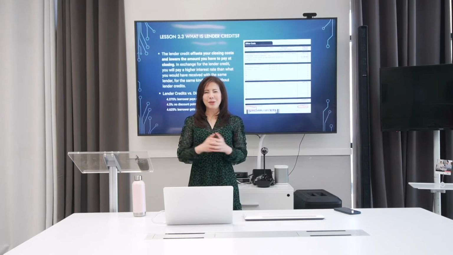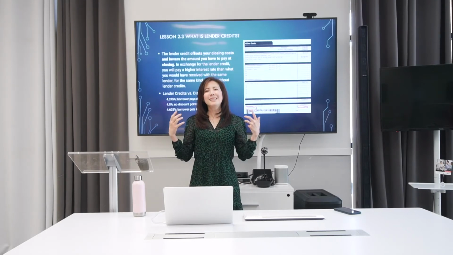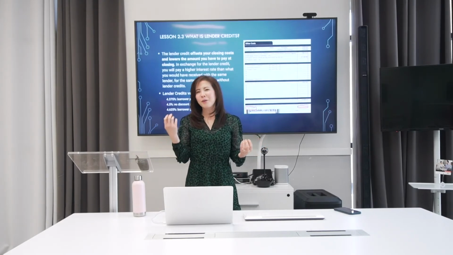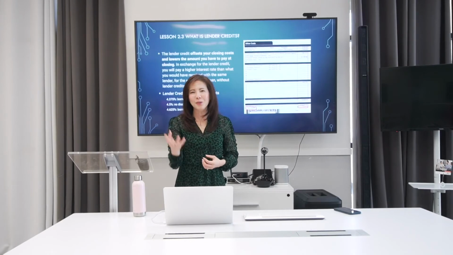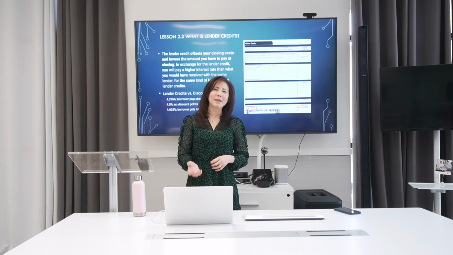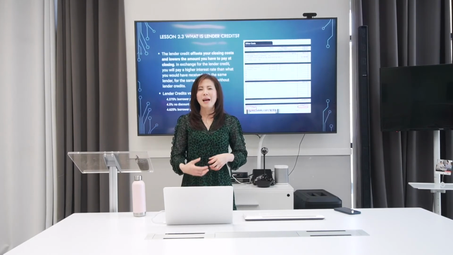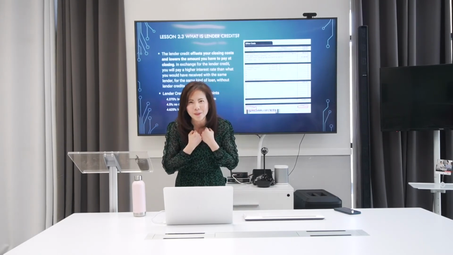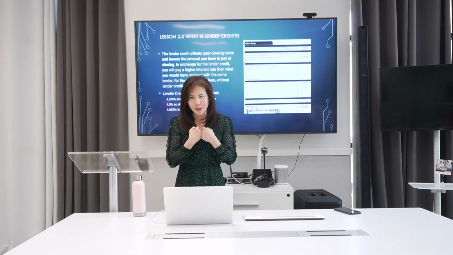Lesson 3, module 2. What is lender credits? Are you interested in something credit? Something credits means you get it. You don't pay for it, you get it. We've been talking about all the numbers that the buyers or the borrowers have to pay. Now we talk about something the borrower gets. Okay, it's a credit. That means the borrower gets it.